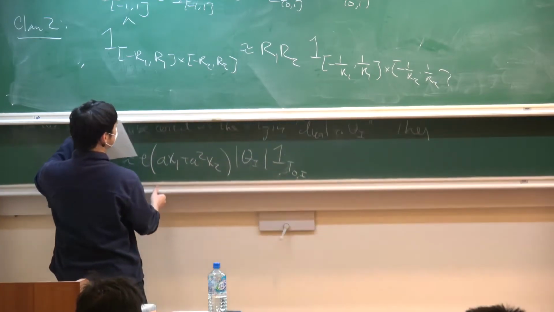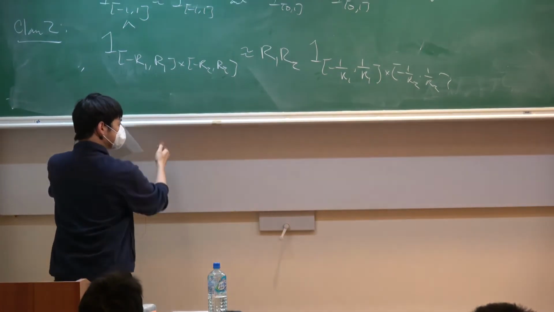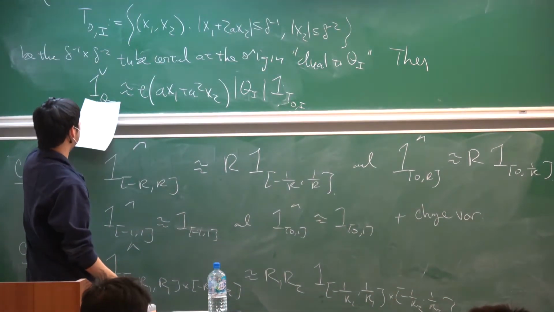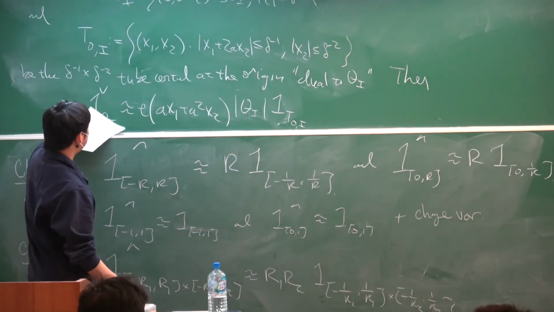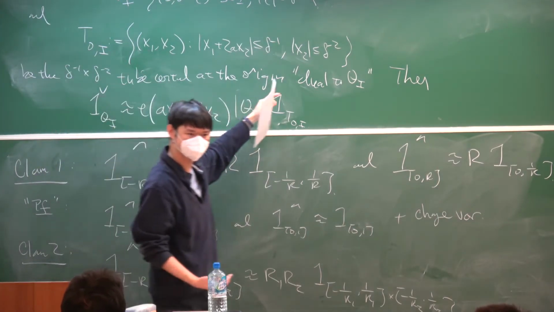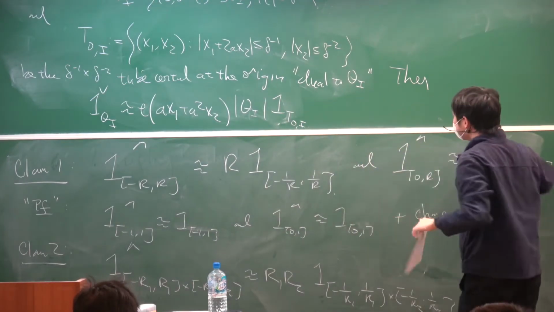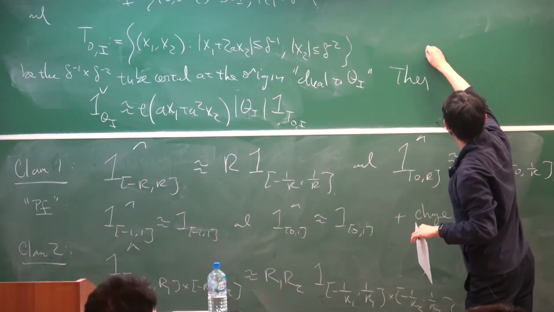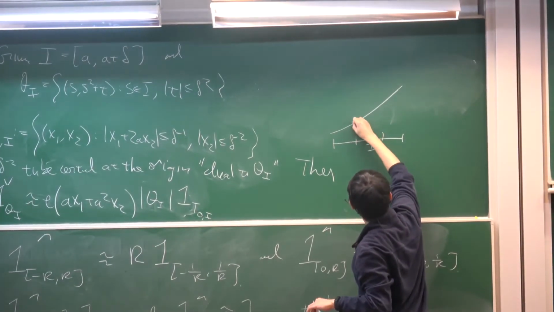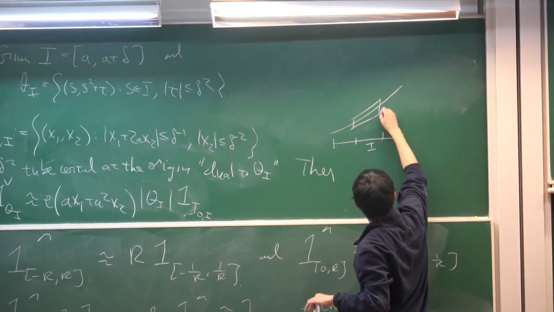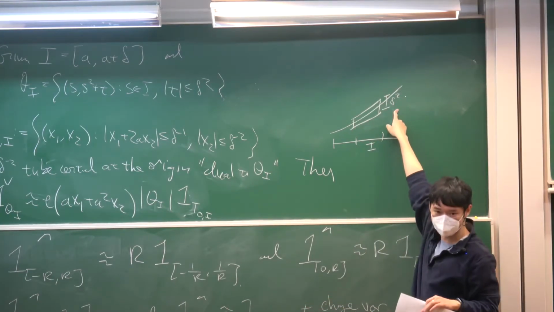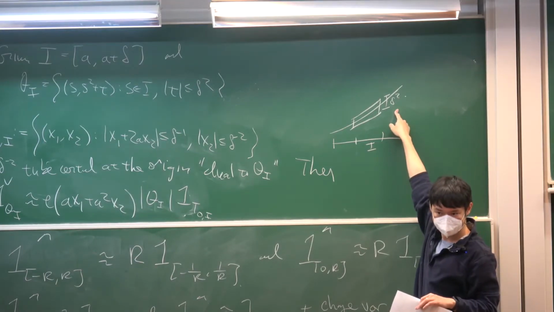Let me move this up. Let me draw a picture of what even these regions are, just to get a feel for what this is saying. Let's draw our theta I first. Remember, this is a delta squared neighborhood. This is basically a delta by delta squared rectangle.